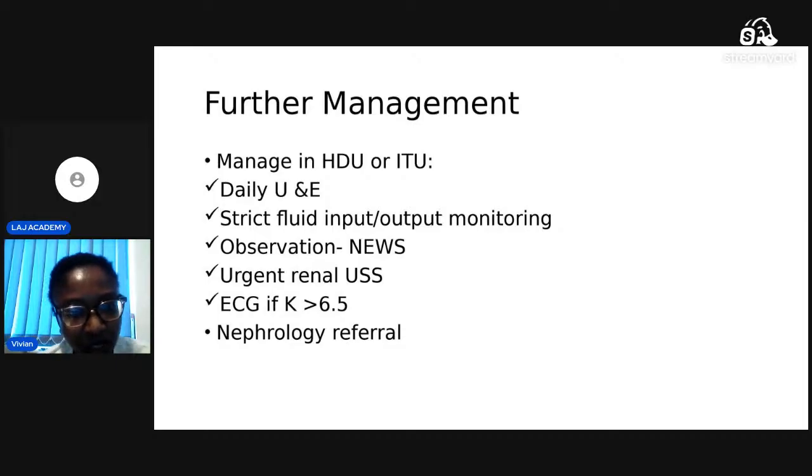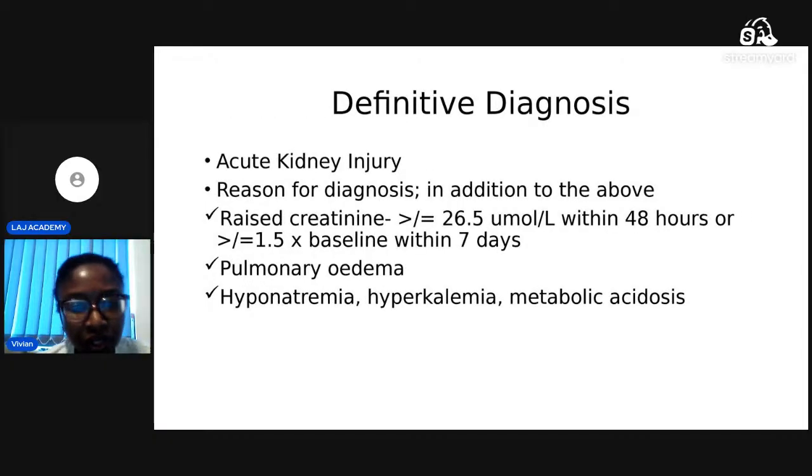The urgent renal ultrasound scan will help us determine one of the causes. If it's post-renal, it's usually due to urinary tract obstruction, so that will be seen with the renal ultrasound scan. If the potassium is greater than 6.5, usually an ECG is done, but it's advised that if the potassium level is this high, you can start treatment before you get the ECG results showing the hyperkalemia. And for their management, you need to refer them to the nephrology unit.